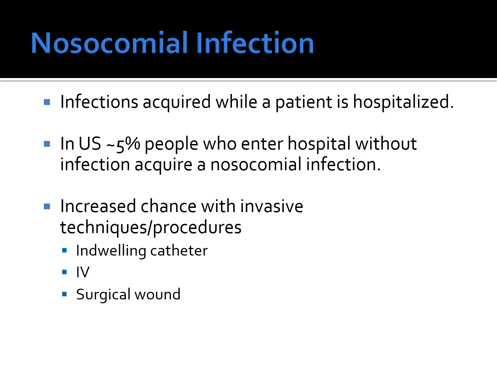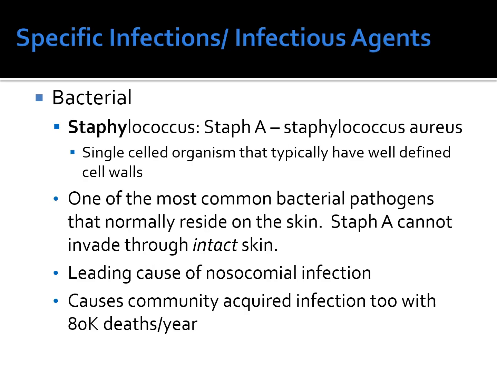And so in these individuals who have these invasive techniques and procedures, when they're at higher risk for nosocomial infections, we want to be particularly cautious about the prevention of these types of infections in these individuals. Let's talk for a moment about Staphylococcus aureus, or Staph A bacteria as it's called. This is the leading cause of nosocomial infections in this country.